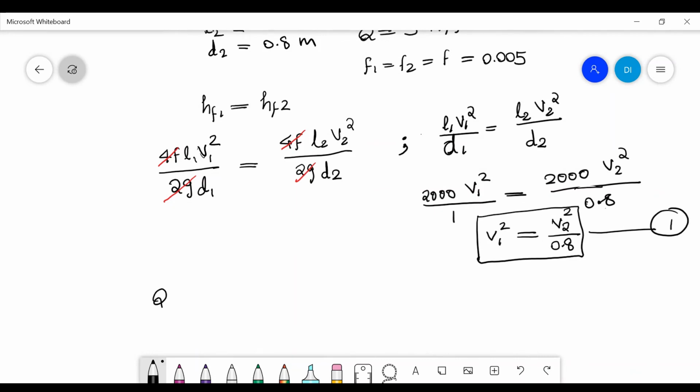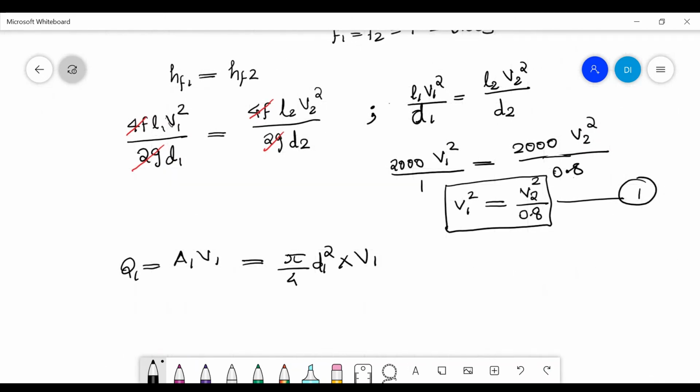Now we know Q1 can be calculated by using Q is equal to area into velocity, so A1 into V1, where A1 is pi by 4 into D1 square. D1 is known, so I can write pi by 4 into 1 into V1. From equation 1, V1 square is equal to V2 square by 0.8. Therefore V1 is equal to V2 divided by root of 0.8. So instead of V1 I am writing V2 divided by root 0.8.